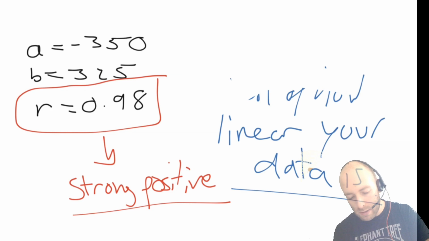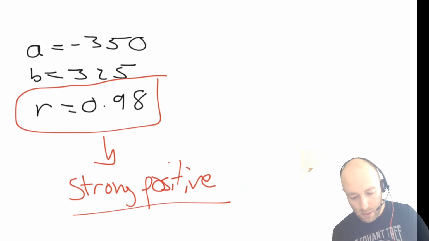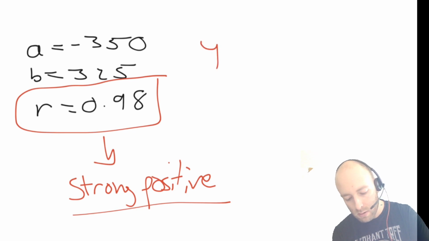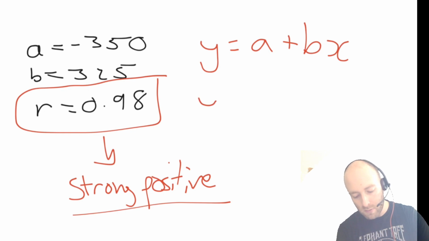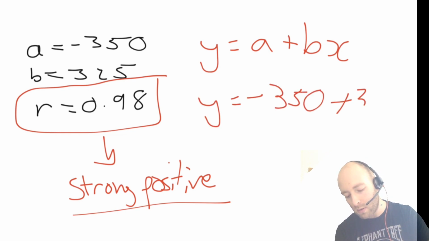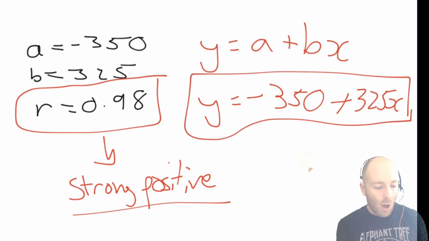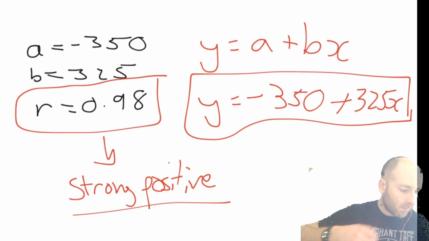Okay, so because we know it's linear, let's use our other bits we found. So we have, I think we said y equals a plus bx. So my equation for the line of best fit is y equals minus 350 plus 325x. Which would be a line of best fit for my data. So you can do all of this stuff on the calculator.